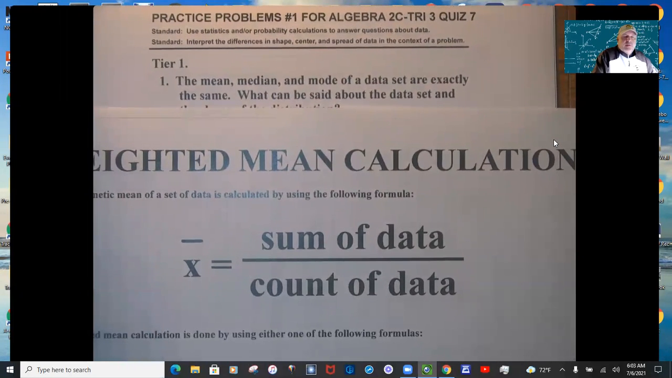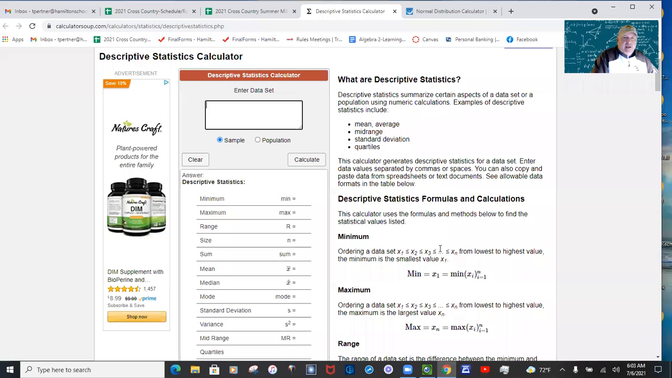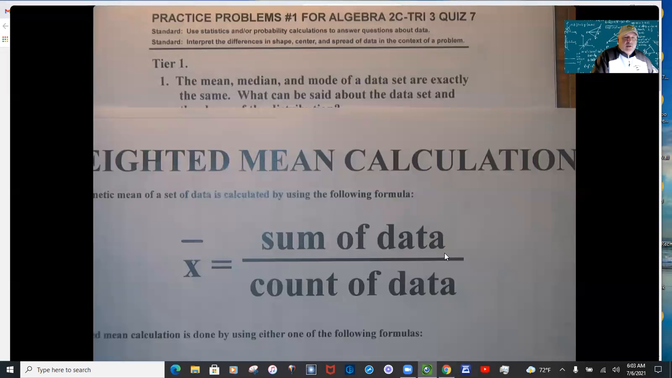These are the solutions for the first practice quiz for quiz 7 in the third trimester of Algebra 2. You're also going to want to have the Calculator Soup site up, because you're going to want to enter your data in there and crunch this out. This can be found on the learning plan. You can Google Calculator Soup, and then go to statistics and the descriptive statistics calculator. And I will come to this page at the right moment.